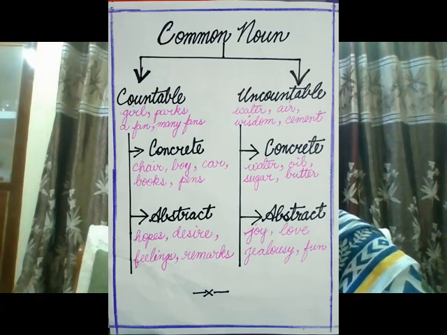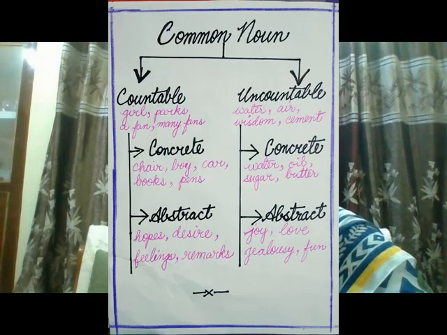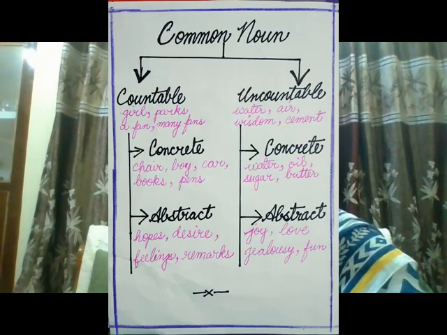Now to understand what is a countable abstract noun, we will see the examples. Hope, hopes, a desire, many desires. She has a desire to go somewhere. The queen had several desires. Then a feeling of nostalgia. Then several feelings overwhelmed him.